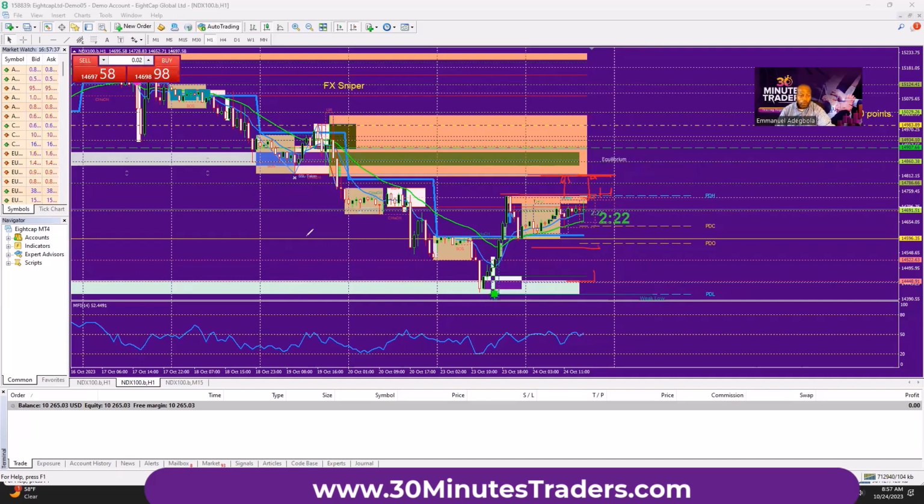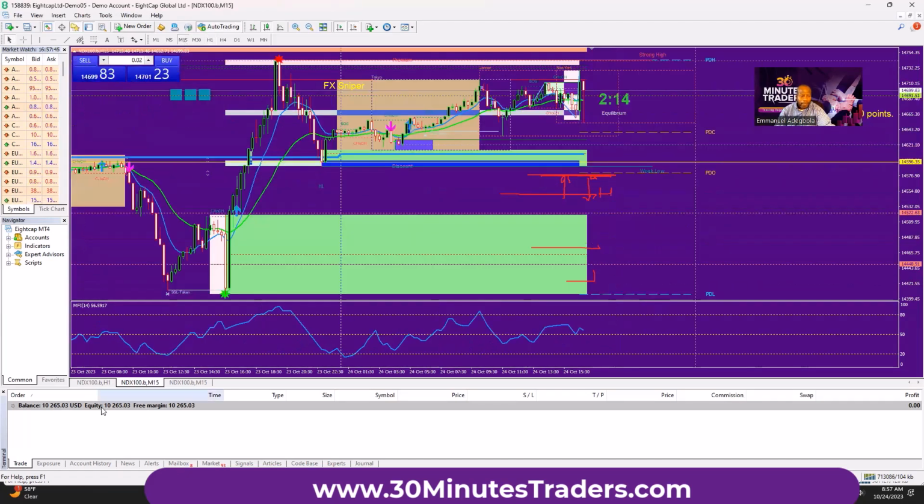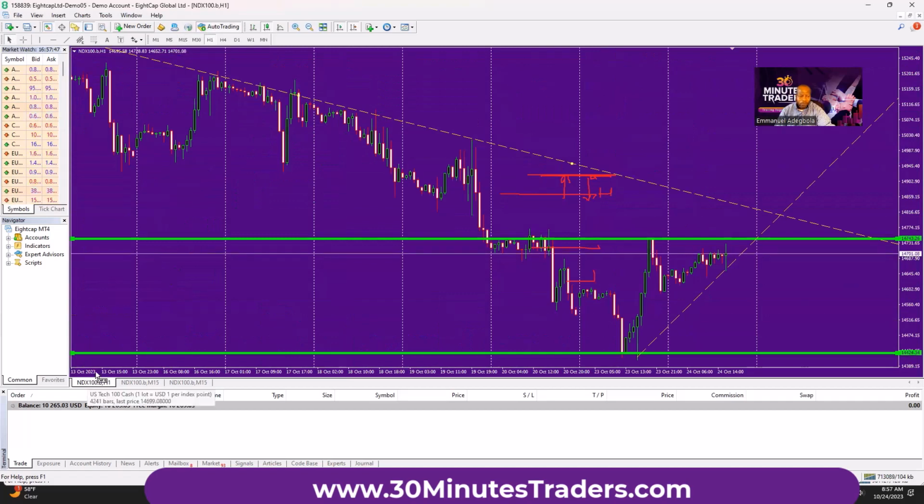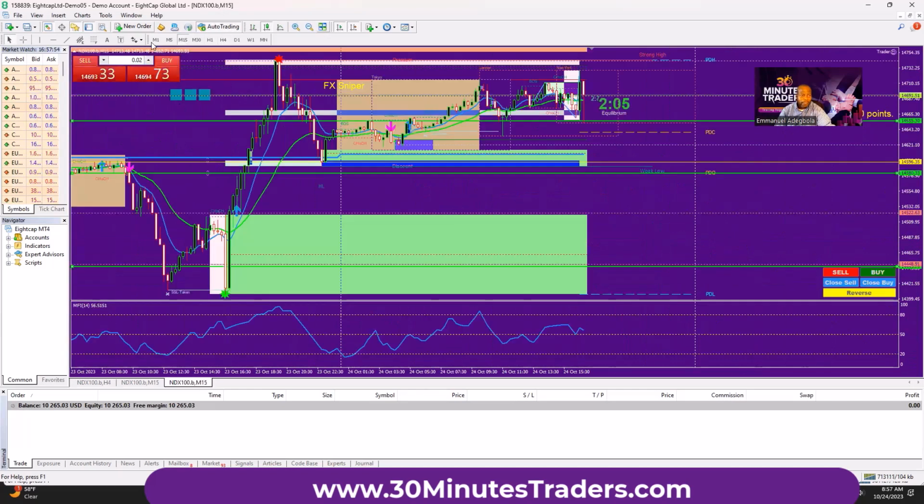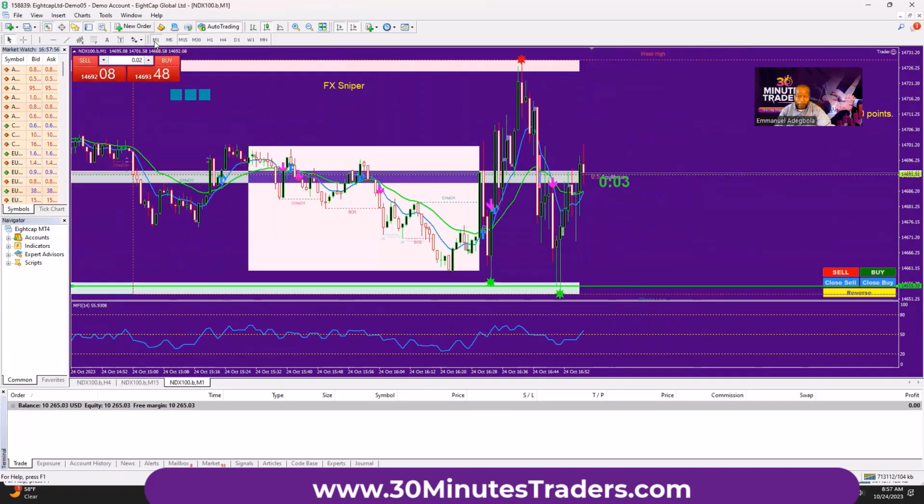And that is why you see the way I set up my chart now. I put this as 15 minutes. I put this as 1 hour. Sometimes I even use it as 4. Then I use this one as 1 minute or 5 minutes, depends.